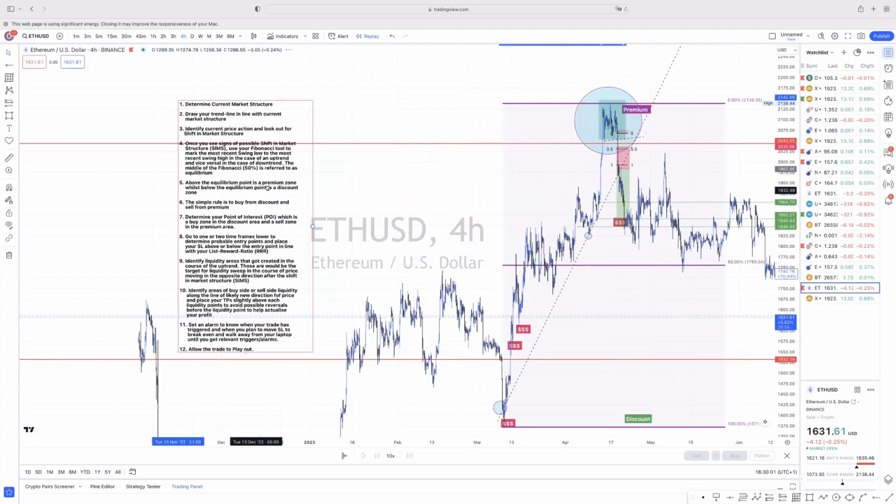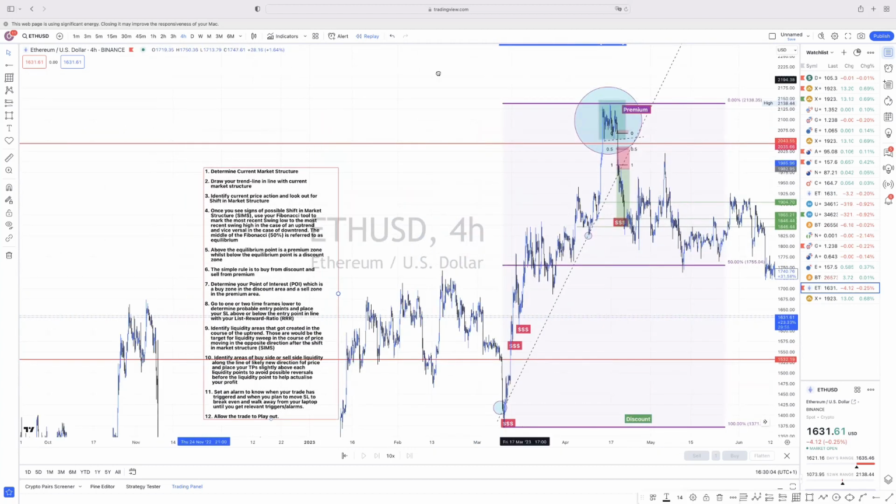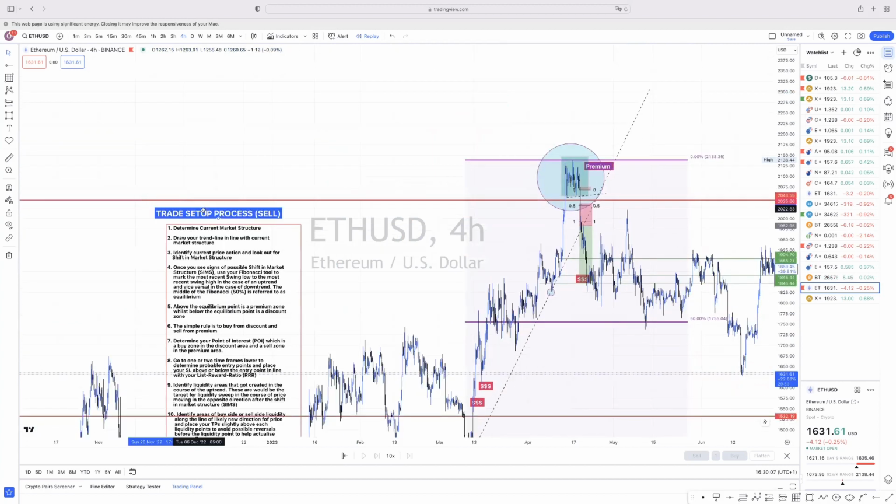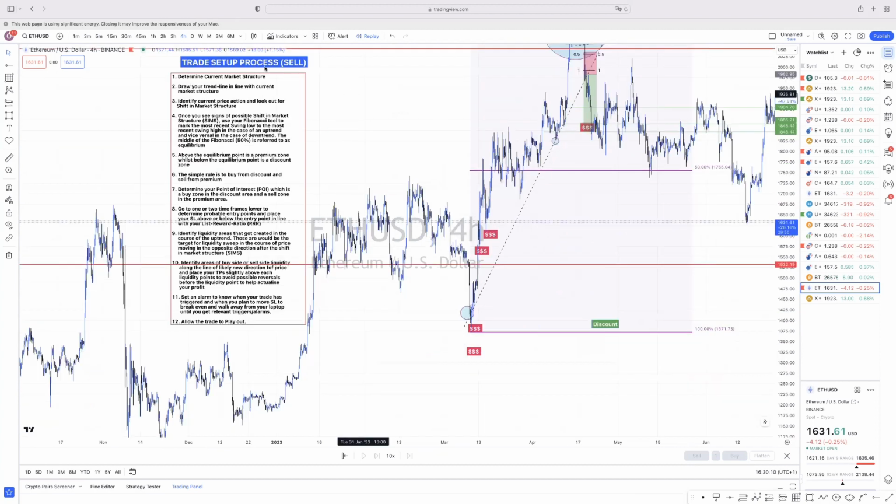Let me go back to my process and explain one more time what I do when I am setting up a sell trade, in any time frame. Whatever I've done right now can happen in any time frame. Let me just go through again. Determine the current market structure. Draw your trend line in line with the current market structure. Identify price action and look for a shift in market structure.